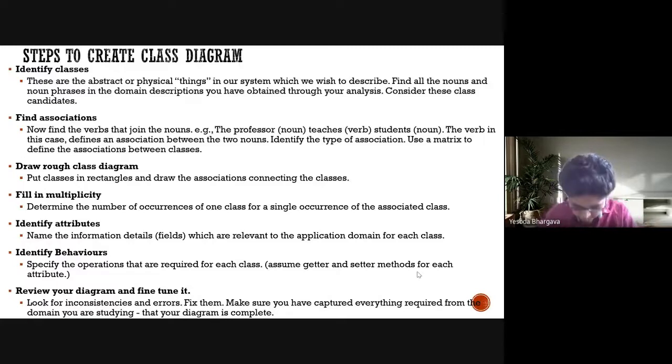Yesterday we discussed in more detail the different relationships between the class diagrams and different classes and how they're related to each other. We talked about multiplicities also. Today, with the use of one example, we will try to understand how to create a class diagram step by step.